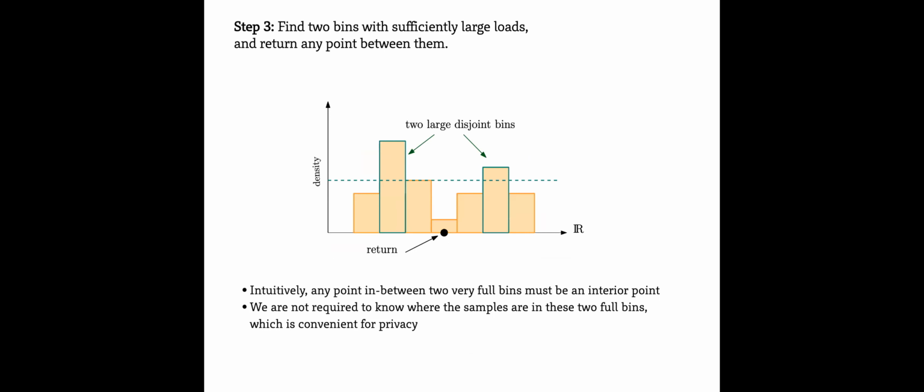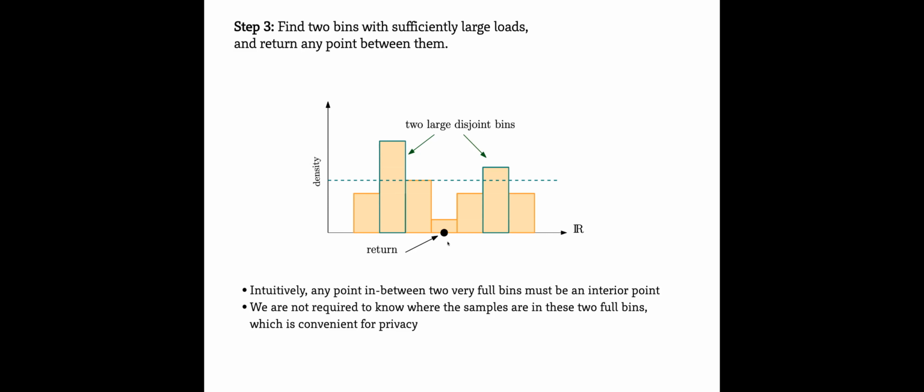Okay, now for step 3, we're going to find 2 bins with sufficiently large loads, and we're going to just return as the output of our algorithm any point that lies between these 2 bins. So intuitively, because these bins have very large loads, those very large loads cannot be caused by the random noise. They're probably caused by actual samples, and so we can be confident that any point between those 2 bins should genuinely be an interior point.